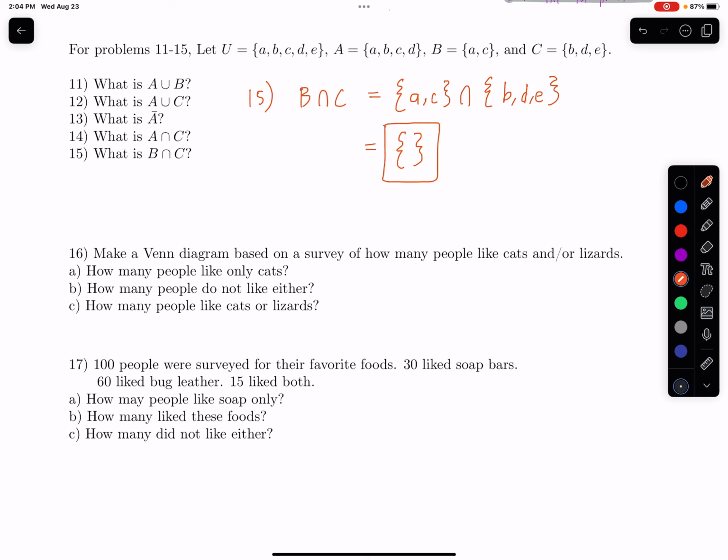Okay. Word of caution, guys. Sometimes people write this. That's wrong. You can't write the empty set inside of the symbols. That means something totally different. That's not the empty set. So pick one or the other. Don't write both of them.